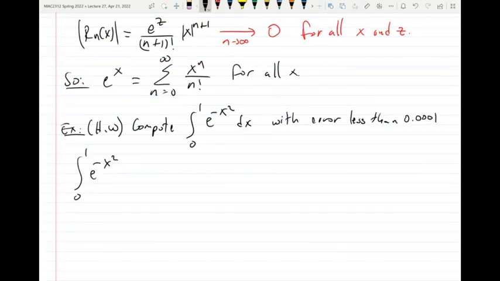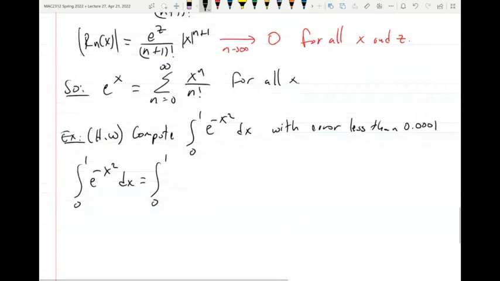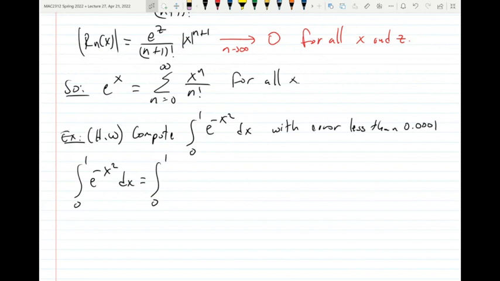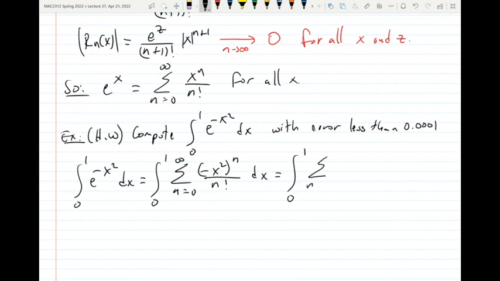So you have e to the negative x squared, and what we can do is replace e to the x by its power series. Now, of course, this is a composition of e to the x with the function negative x squared, so that just means that I plug in negative x squared in here. Okay. So that would be the sum from 0 to infinity of negative x squared to the n over n factorial. Let's rewrite this. So that would be negative 1 to the n times x to the 2n over n factorial.